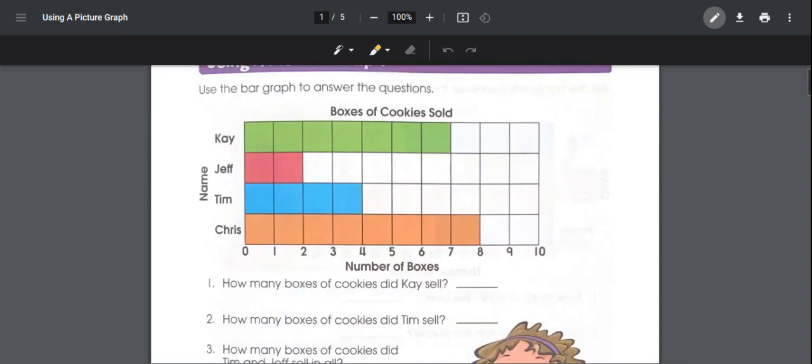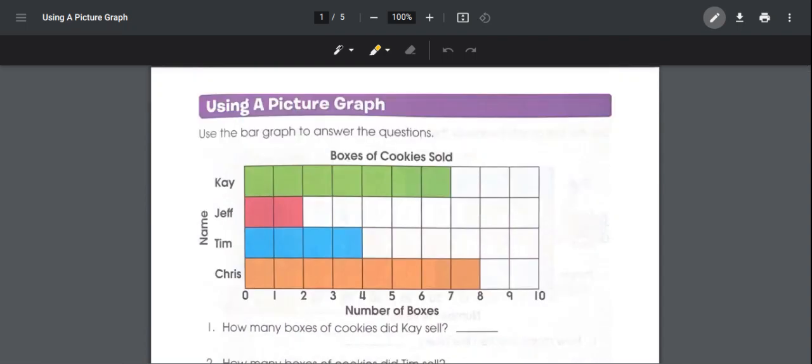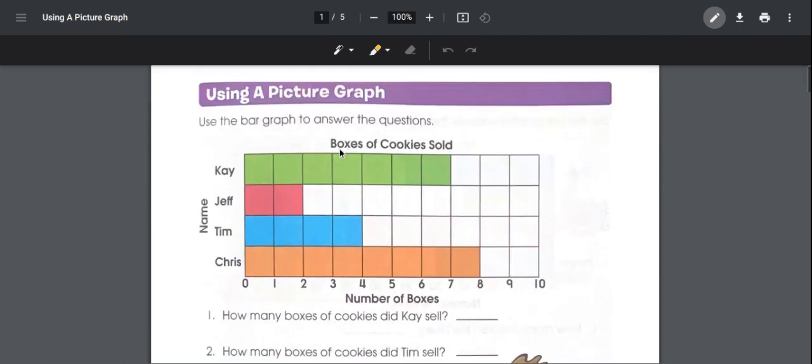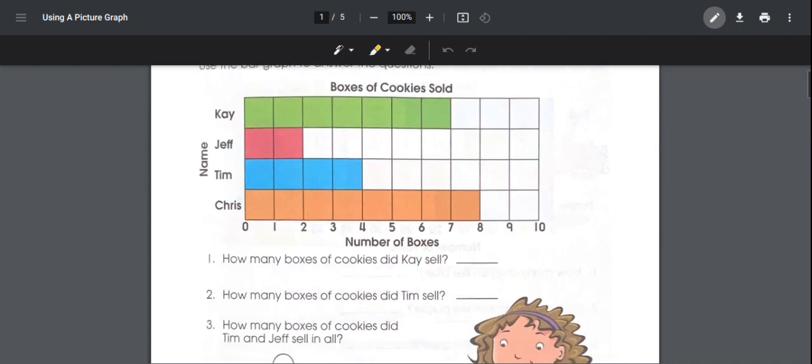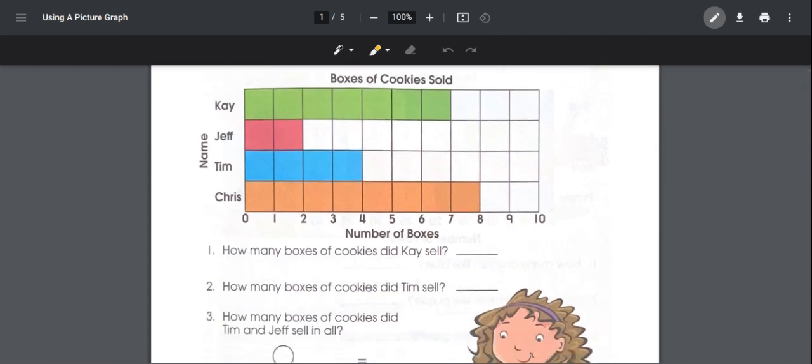Hi, today we'll be working on lesson 20 for first graders. Alright, so for the first page, we'll be using a picture graph or a bar graph to answer the questions.